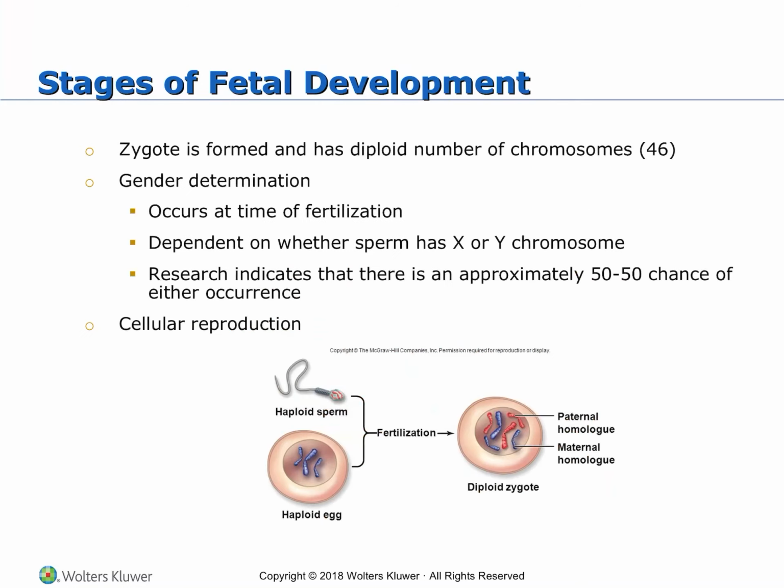In this pre-embryonic stage, a zygote is formed, and it has a diploid number of chromosomes. So when we say diploid, we're talking about 2 sets, so a total of 46. Gender determination occurs at the time of fertilization, and it is dependent on whether a sperm has an X or Y chromosome. According to research, there's approximately a 50-50 chance of either occurrence. So if you remember, the female has the X and the X, and the male has the X and the Y.